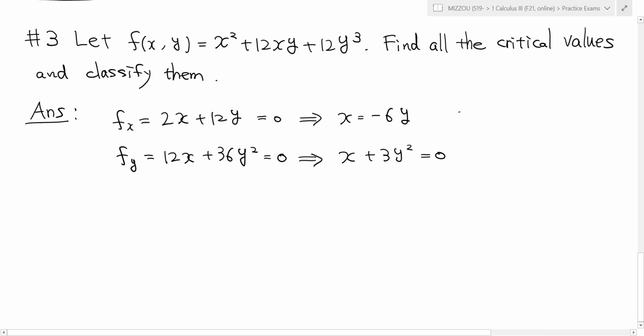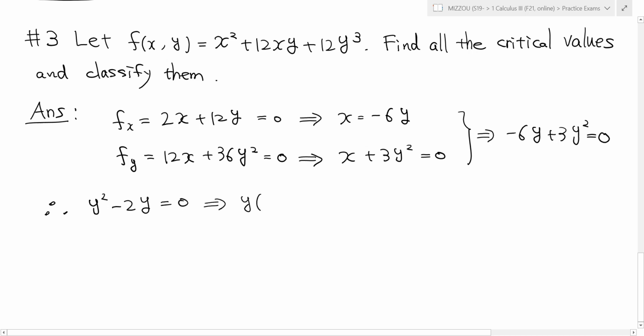Then you can plug this x into here, and this gives you negative 6y plus 3y squared is equal to 0. Therefore, we have y squared minus 2y is equal to 0. Namely, if you factor out y, this gives you y is 0 or 2.